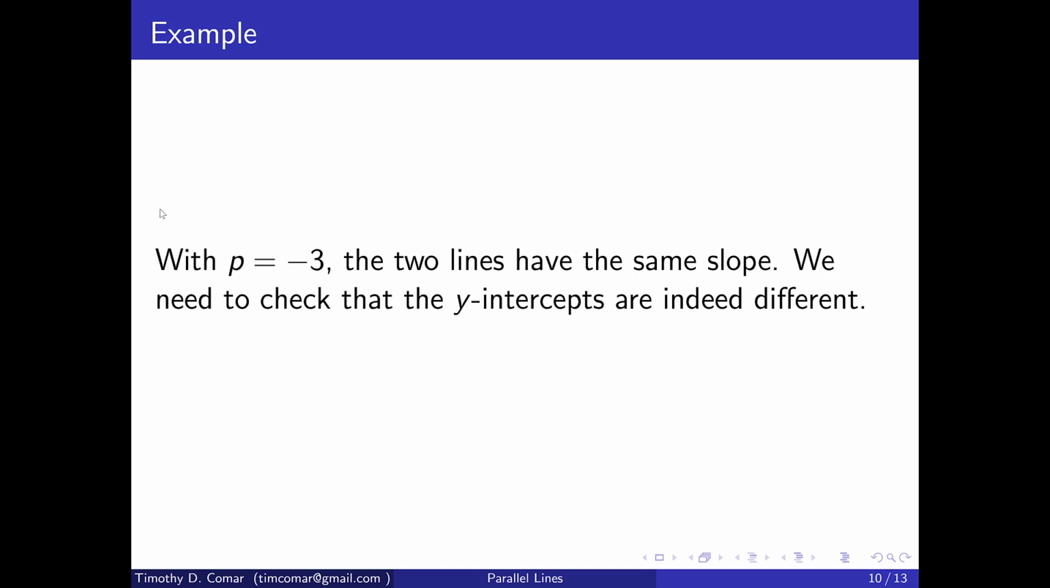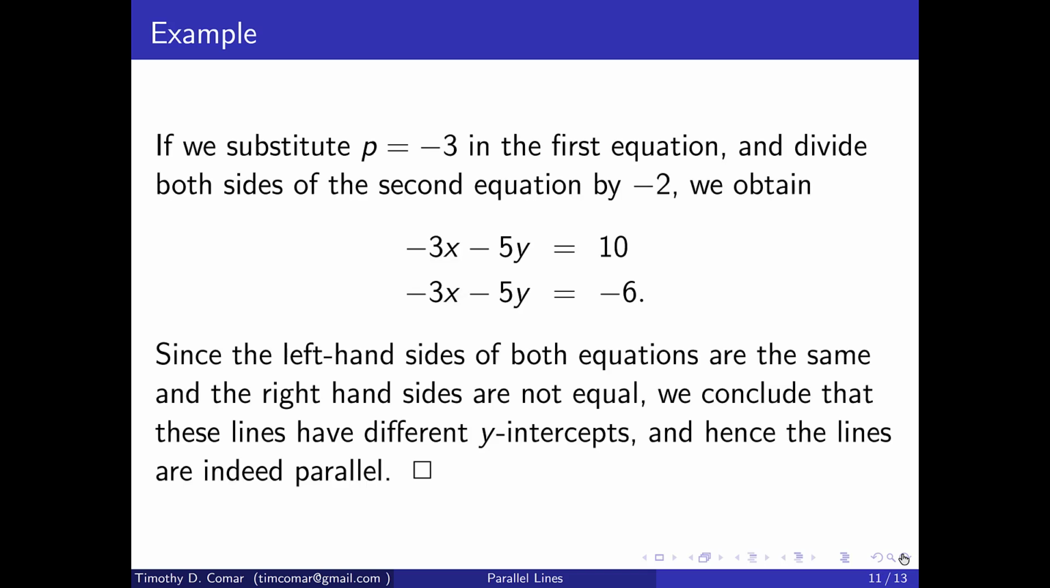Well, we still need to check that the lines do not have the same y-intercepts, just to be sure they're not the same lines. So if we substitute p equals -3 into the first equation, and we divide both sides of the second equation by -2, we obtain the following: -3x minus 5y equals 10, and -3x minus 5y equals -6. Since the left-hand sides of both equations are the same, and the right-hand sides are not equal, we can conclude that the lines have different y-intercepts, and hence the lines are indeed parallel.